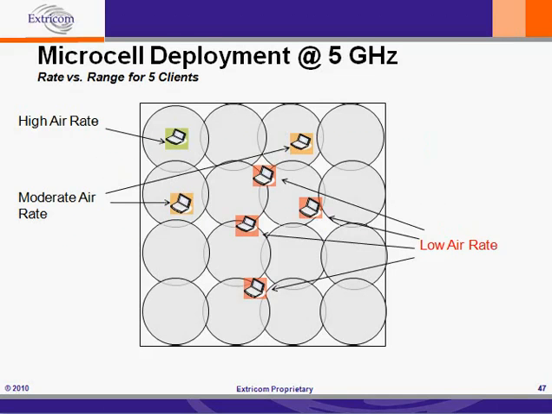In our use case, there are 6 active clients on the floor. As we saw in the rate versus range discussion, the throughput of these clients will depend on how close they are to the nearest cell. In the microcell deployment above, you can see that only 1 client is close enough to the AP to get a high error rate. 2 get a moderate error rate, and 3 clients actually get a very low error rate.